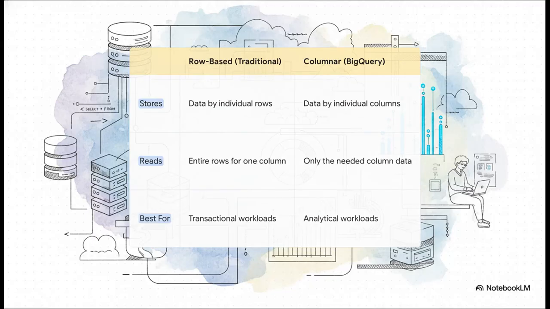Okay, so to really get why BigQuery is so ridiculously fast, we have to talk about that third pillar, how it stores the data. See, a normal database stores info in rows, just like a spreadsheet.